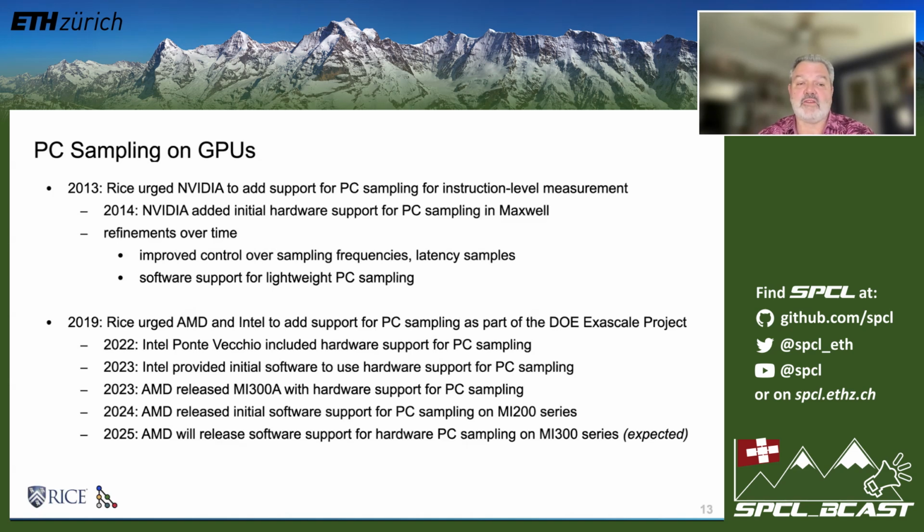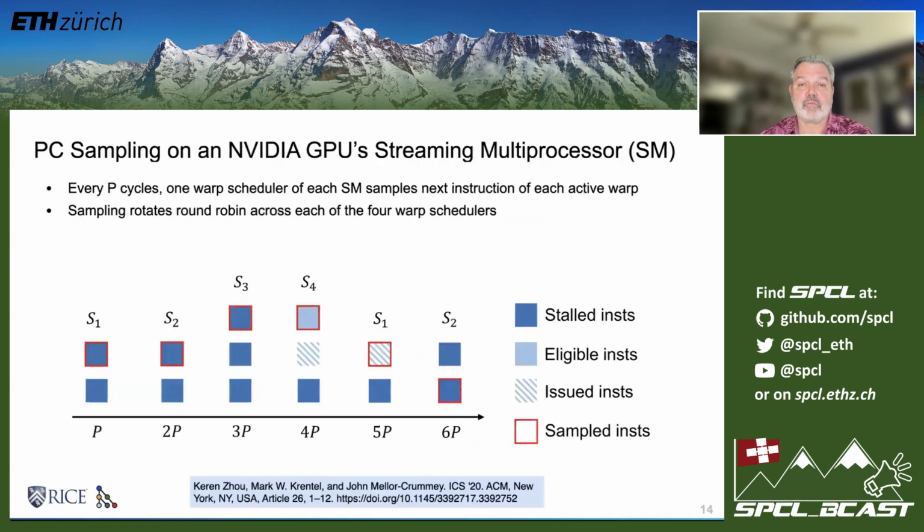Then in 2019, as part of the Exascale project, we urged AMD and Intel to follow the lead of NVIDIA. Intel included support for PC sampling in their Ponte Vecchio GPUs, and AMD has hardware support for PC sampling in their MI300A GPUs. They also provide software support for PC sampling on their MI200 series, which is used in the Frontier supercomputer at Oak Ridge National Lab.